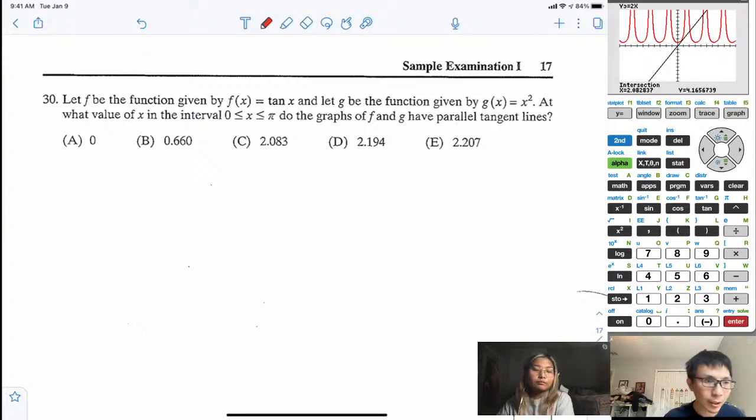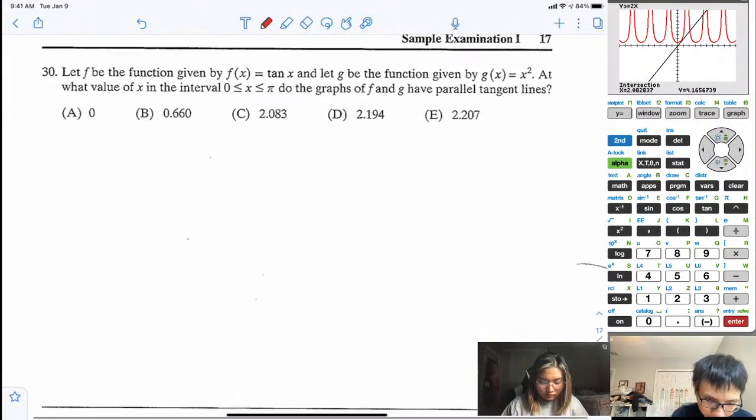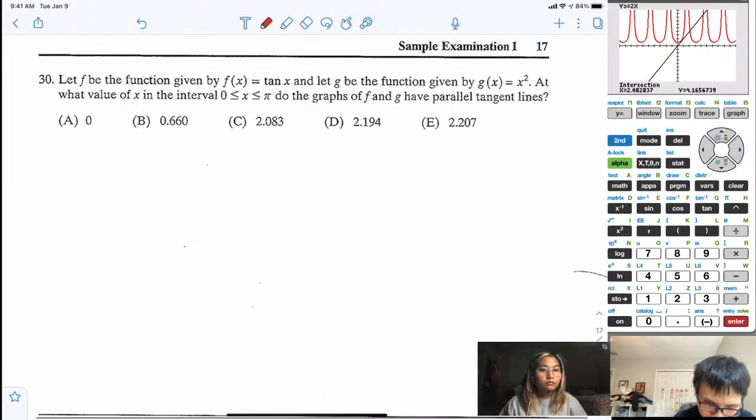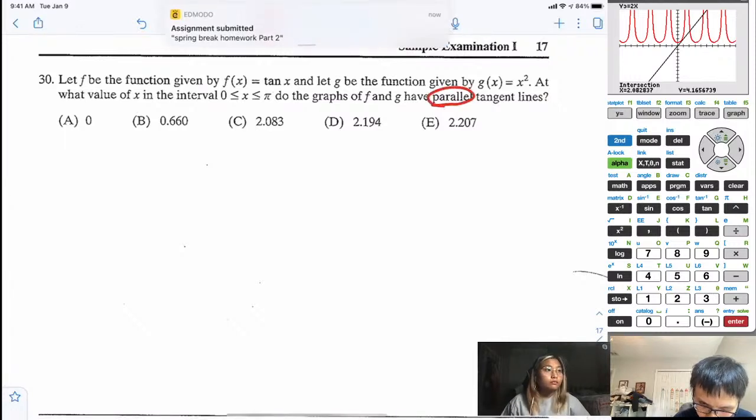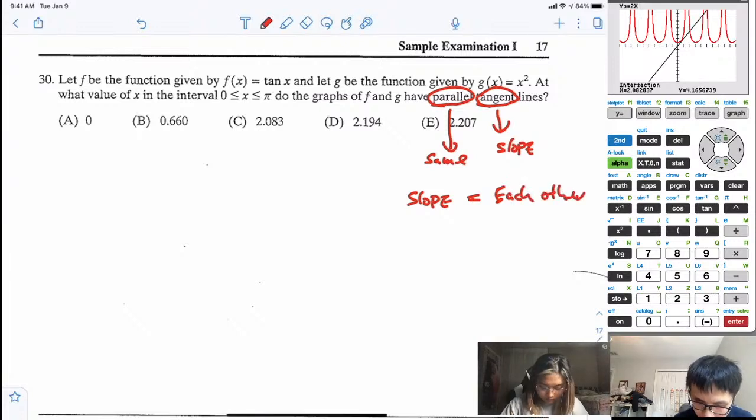Yeah, and we can go into 31. Now 31 is a little bit harder question, so let me look at 31. If I would annotate, I'll annotate parallel, tangent. This is going to be a slope, this is going to be a slope. So that means the slopes must equal each other. Those are the things I will do.